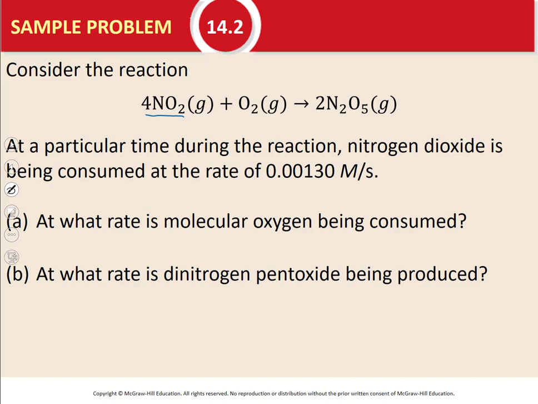So even though it doesn't have a negative there, we know that's actually a negative rate because it is a reactant. It's being consumed. So let's go ahead and just write our rate expressions here, in terms of everything, just so we have it all there. So the rate in terms of the nitrogen dioxide, negative because it's a reactant, 1/4 because that's the coefficient, change in concentration of nitrogen dioxide over change in time equals, in terms of O2, still negative because it's still a reactant, just 1/1, change in concentration of O2 over change in time.